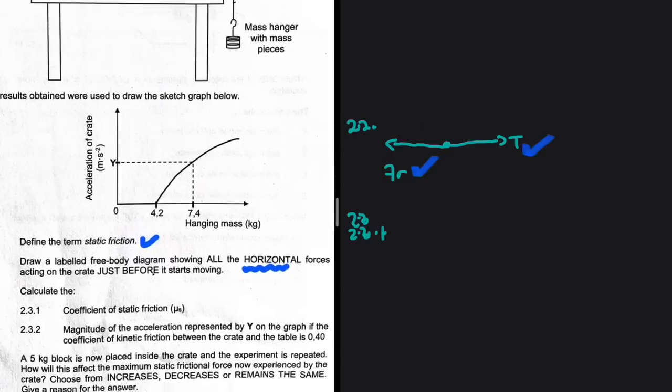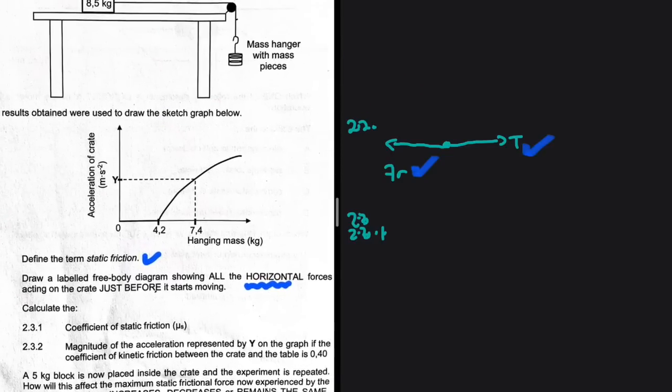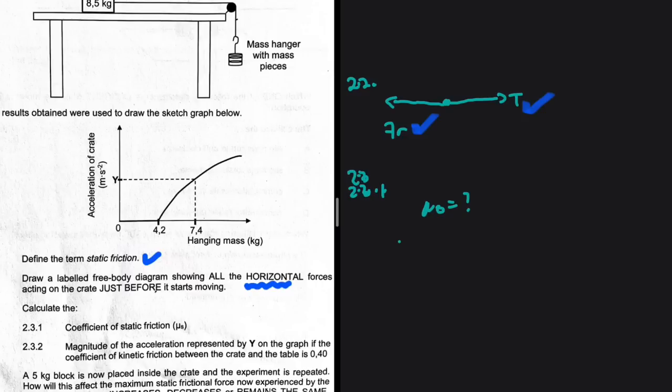2.3.1, we're supposed to calculate the coefficient of static friction. So we are looking for this coefficient of static friction. We already know fully well that the static frictional force is equal to the coefficient of static friction multiplied by the normal force. The coefficient of static friction is usually greater than the coefficient of kinetic friction. You will see why I'm mentioning that in this question as we do 2.3.2.